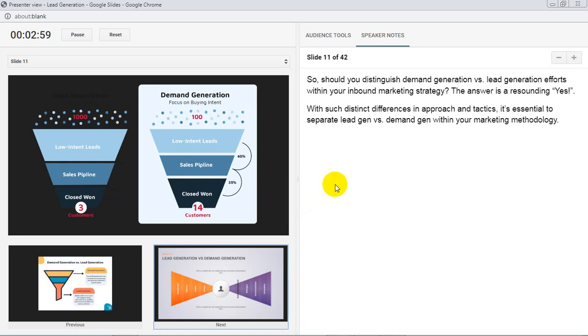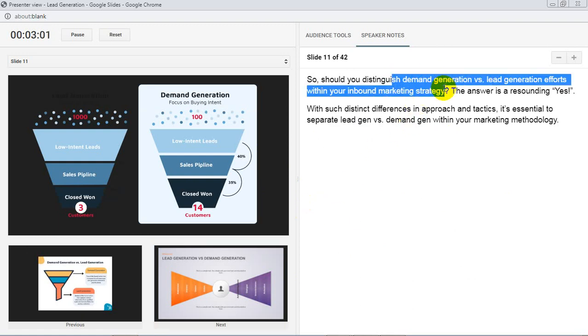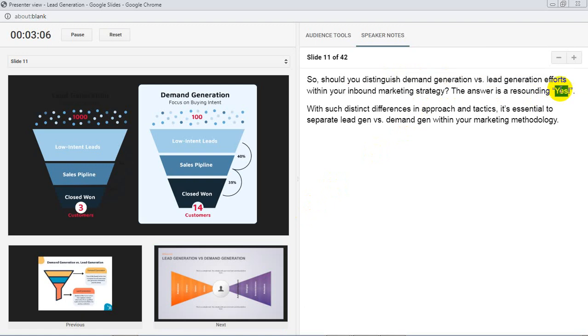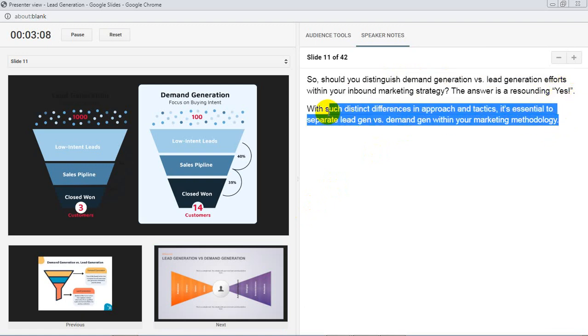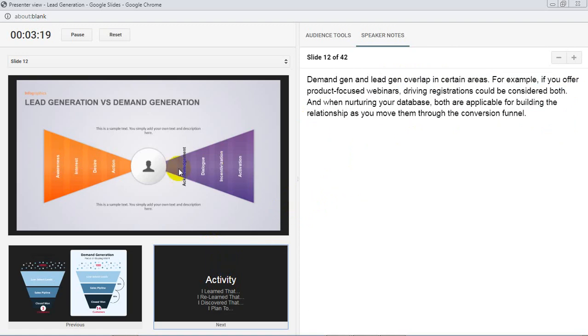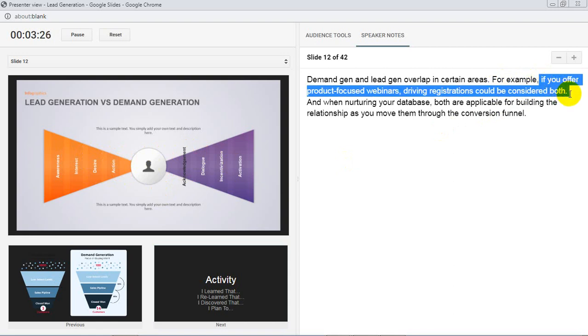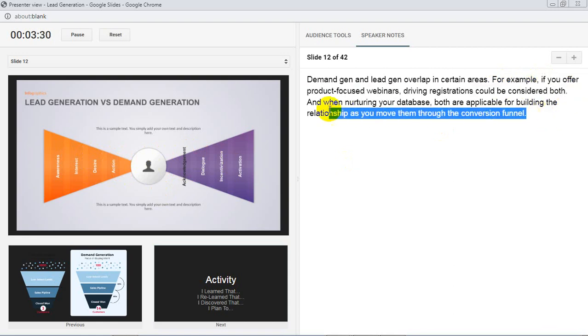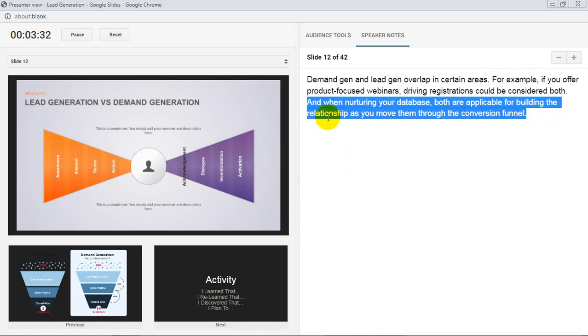So, should you distinguish demand generation versus lead generation efforts within your inbound marketing strategy? The answer is a resounding yes. With such distinct differences in approach and tactics, it's essential to separate lead generation versus demand generation within your marketing methodology. Demand generation and lead generation overlap in certain areas. For example, if you offer product-focused webinars, driving registrations could be considered both. And when nurturing your database, both are applicable for building the relationship as you move them through the conversion funnel.